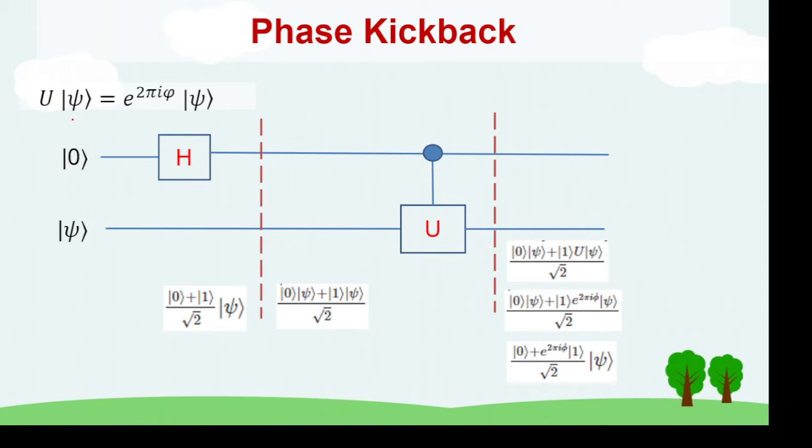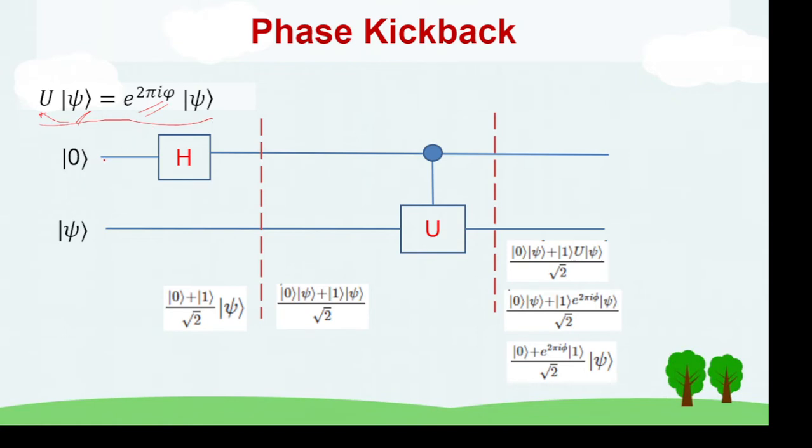Before that, I hope you are familiar with this. Whenever an operator works on a state psi, the resultant will be e to the power of 2 pi i theta times state psi. But there's a condition here: psi should be an eigenvector of this operator, and this is nothing but the corresponding eigenvalue of that operator. Okay, we'll be using this equation subsequently.